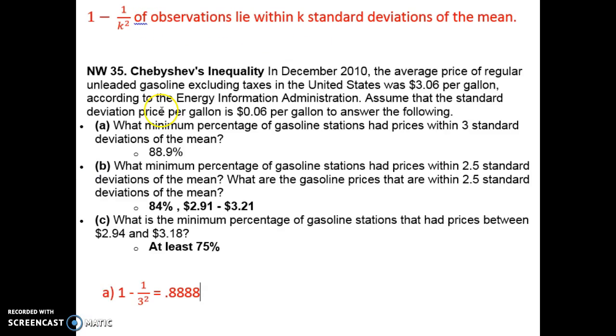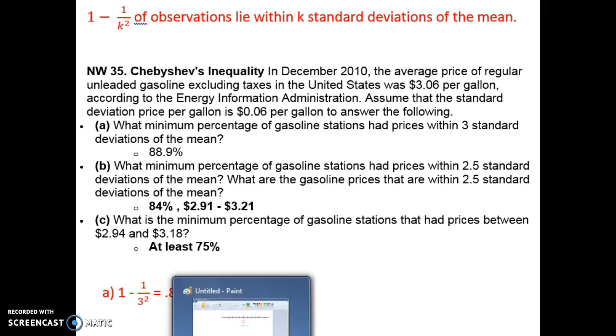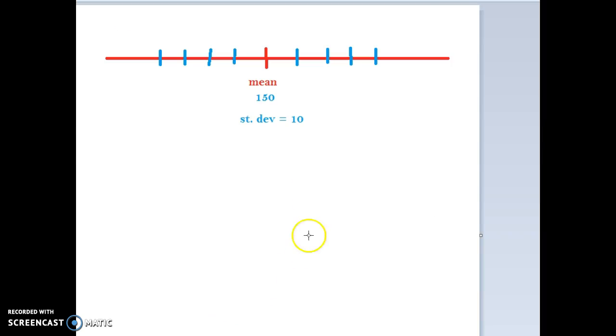So Chebyshev's inequality says that this statement will be true for any distribution we have. And it will tell us the percentage of data that lies within a certain number of standard deviations of the mean. So what that means, let's look at a picture to make more sense of that.